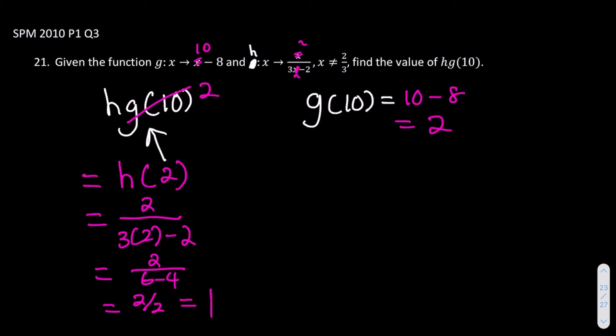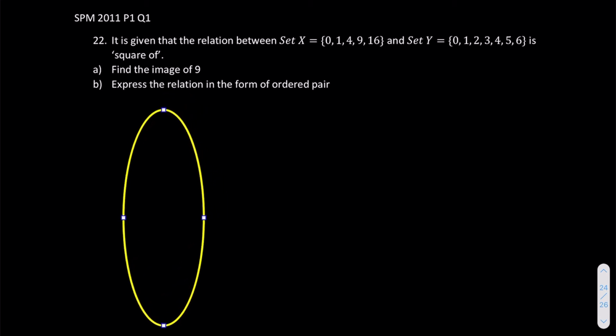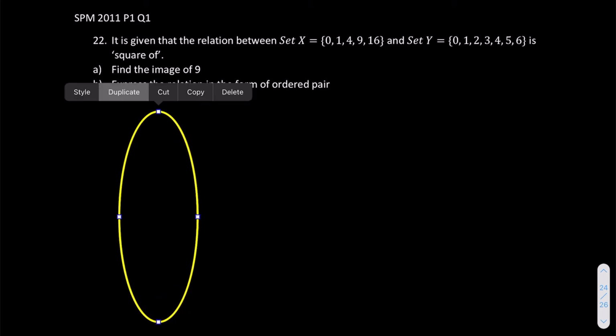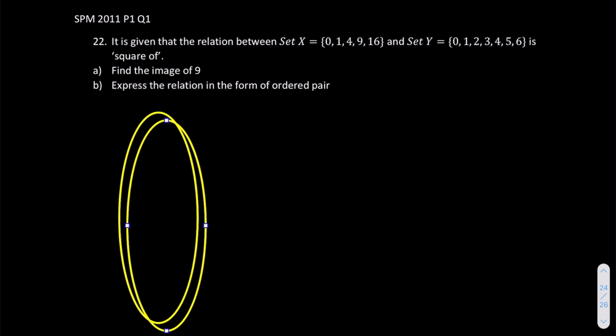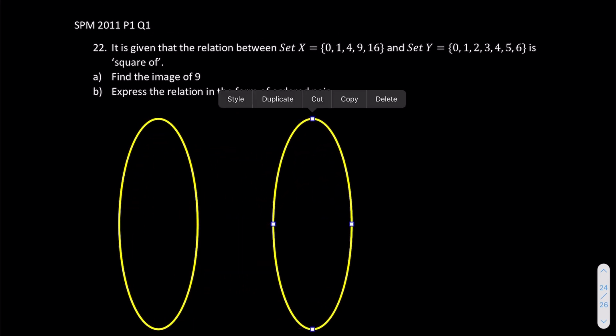Question 22. It is given that the relation between set x and set y is square of. So this one is a relation. The best way of doing this one is to draw out the relation in terms of an arrow diagram. It is easier for us to see because this is something that we are more familiar with. So we try to make the arrow diagram.